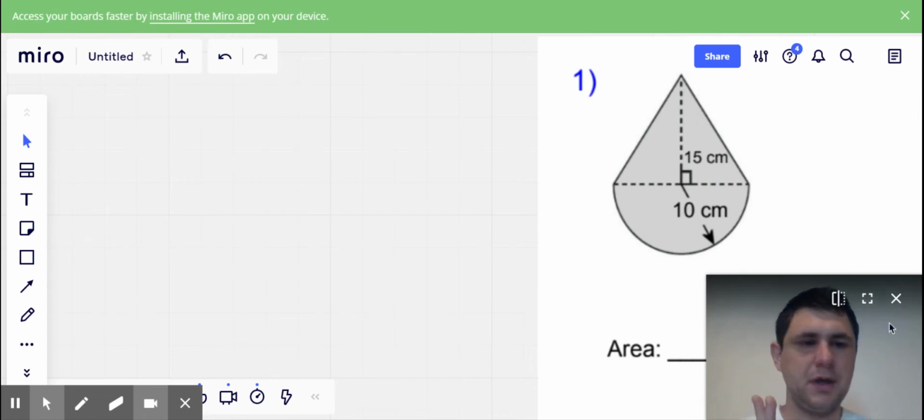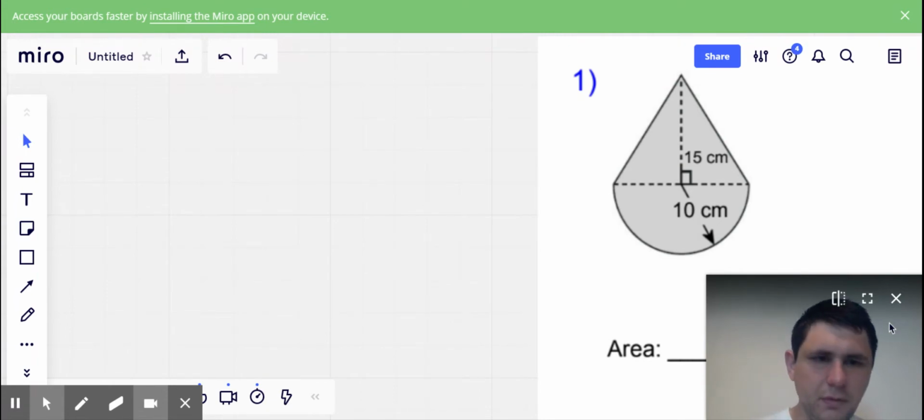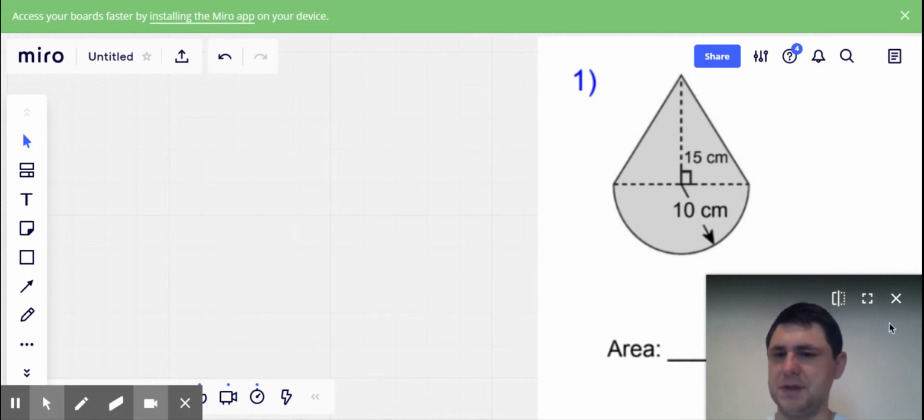So we've got some compound shapes today. So shapes made up of other shapes. And we're going to start out with problem number one, which is basically a triangle sitting on top of a semicircle. So you're going to remember that you're going to split these into the individual parts, find the areas of each of them individually, and then add all of those areas back together to create one big area for the entire shape.